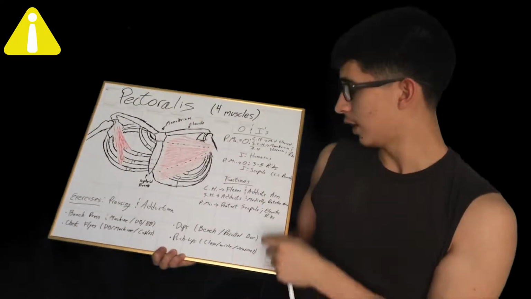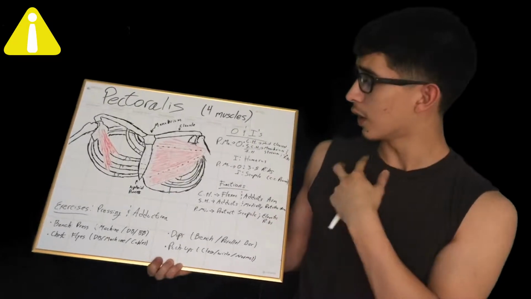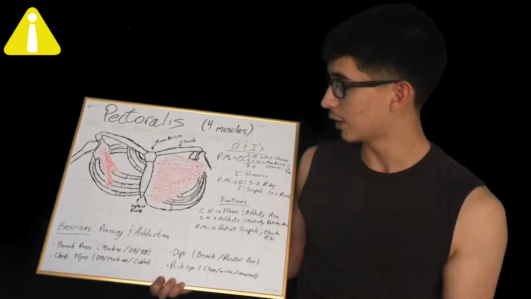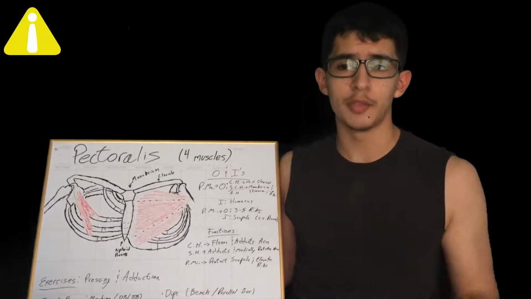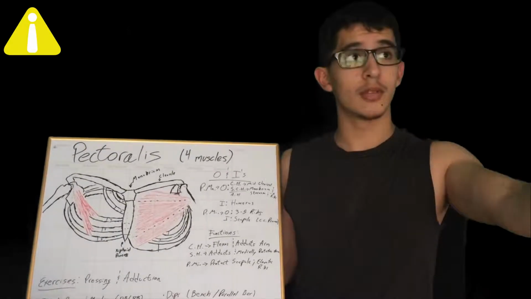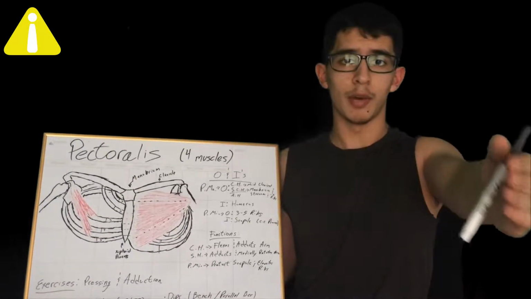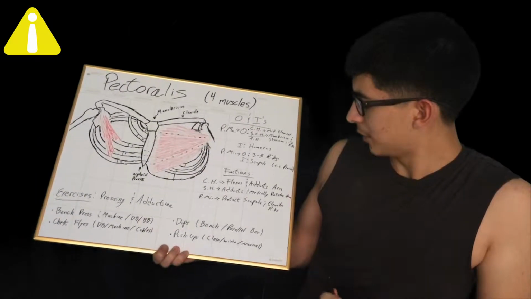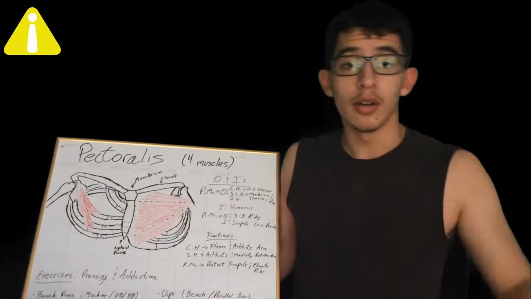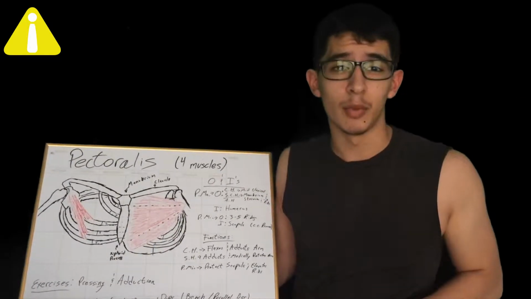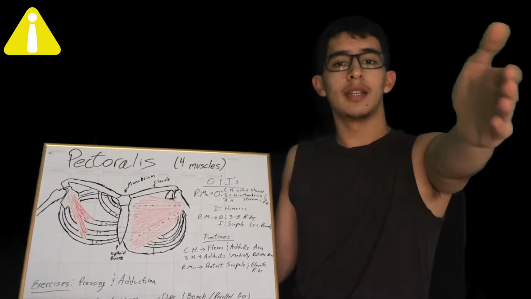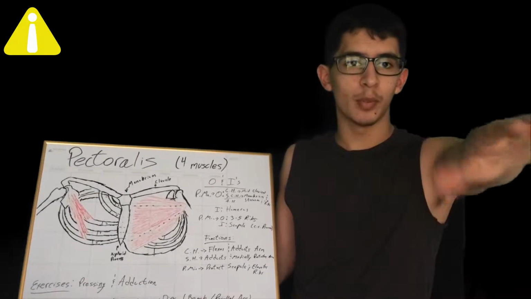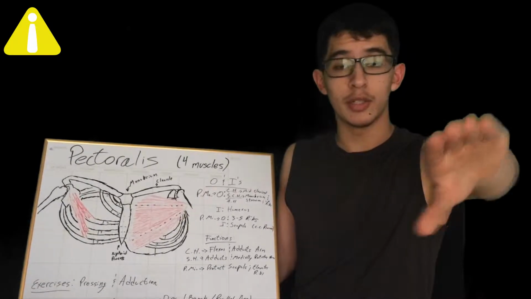Now, as for the functions, the function of the clavicular head, or the upper chest, is to flex and adduct the arm. So arm adduction is bringing your arm towards the midline of your body, or adding it to your body. Next, for the sternal head, it adducts and medially rotates the arm. So also adducting the arm and medially rotating it, so it helps in turning your hand this way in. So it helps with arm pronation.